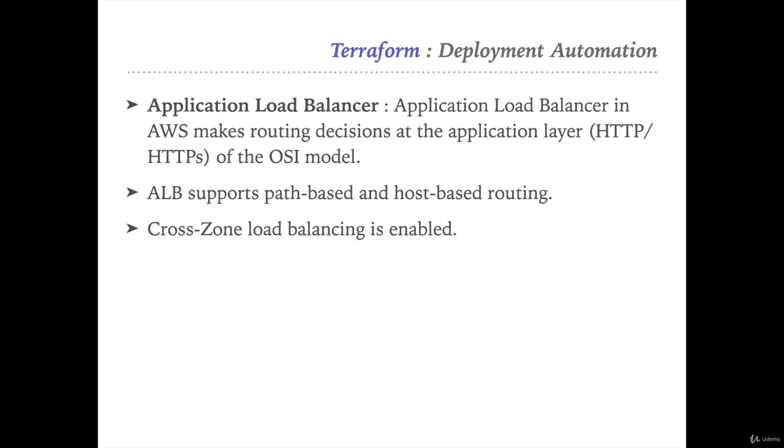With a single load balancer, we can achieve that in AWS. We can define different EC2 instances, and assign them to a specific path so that only that specific path's traffic is redirected to these instances. Cross-zone load balancing is also enabled in the application load balancer. The application load balancer has cross-zone load balancing enabled by default, which is disabled in the network load balancer.